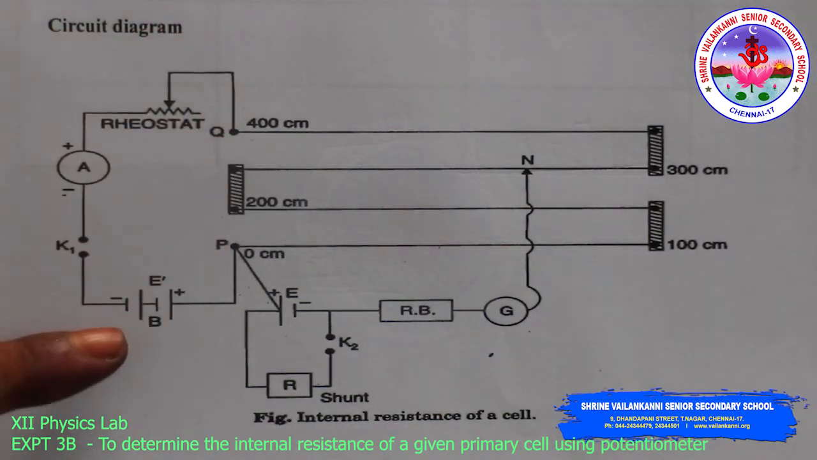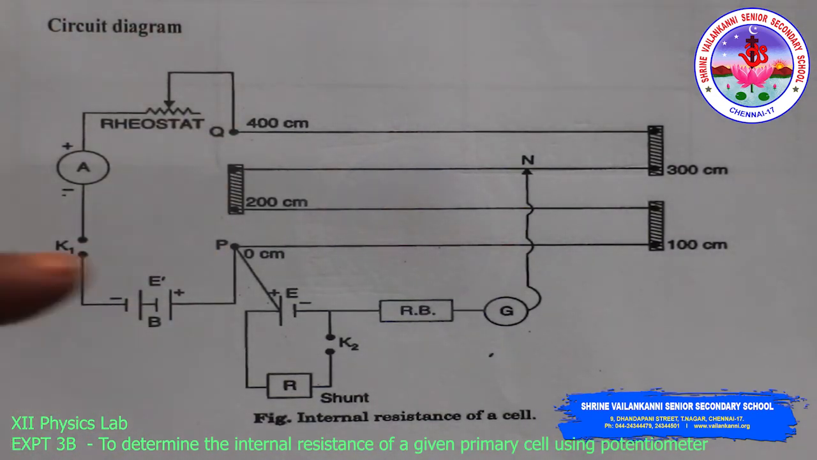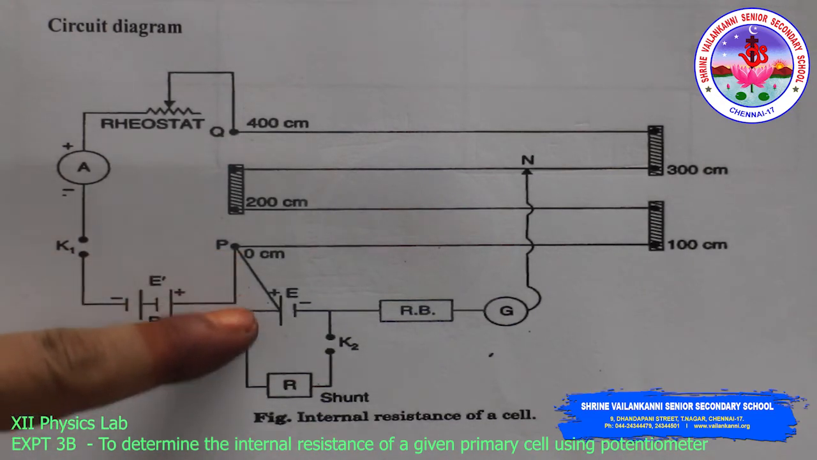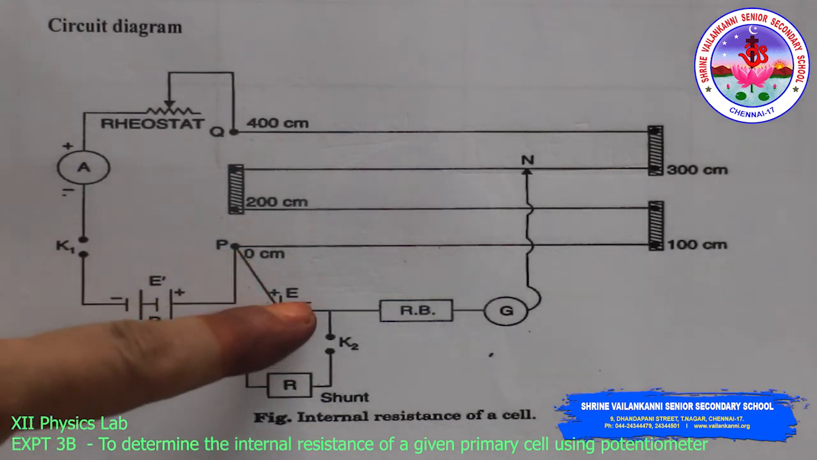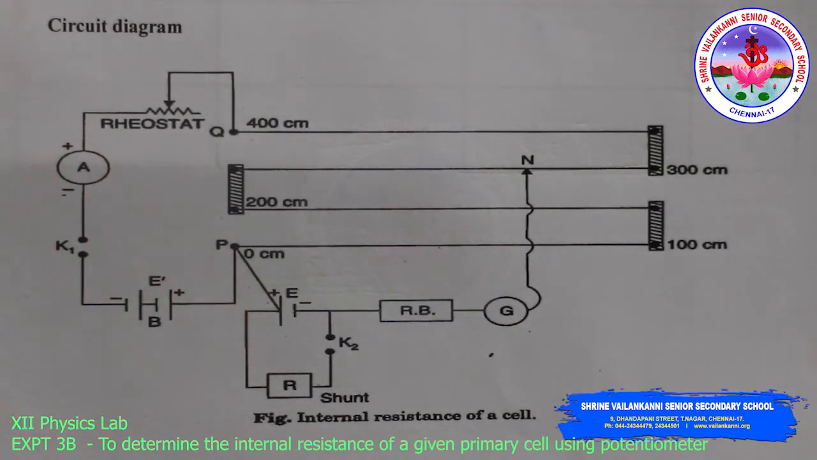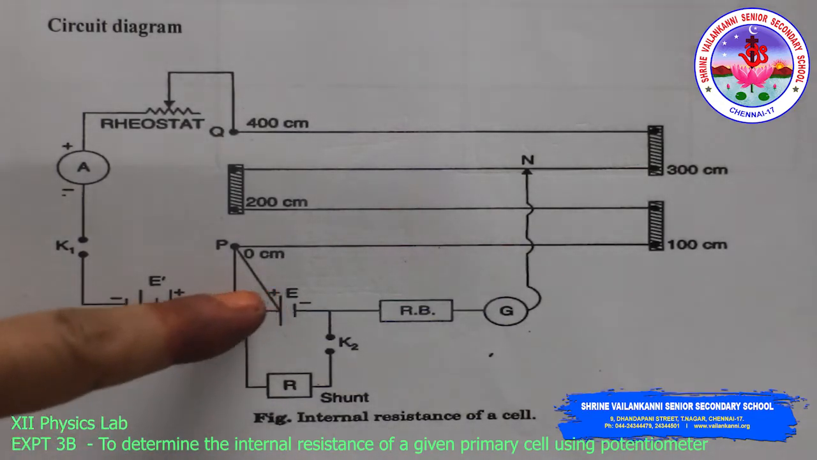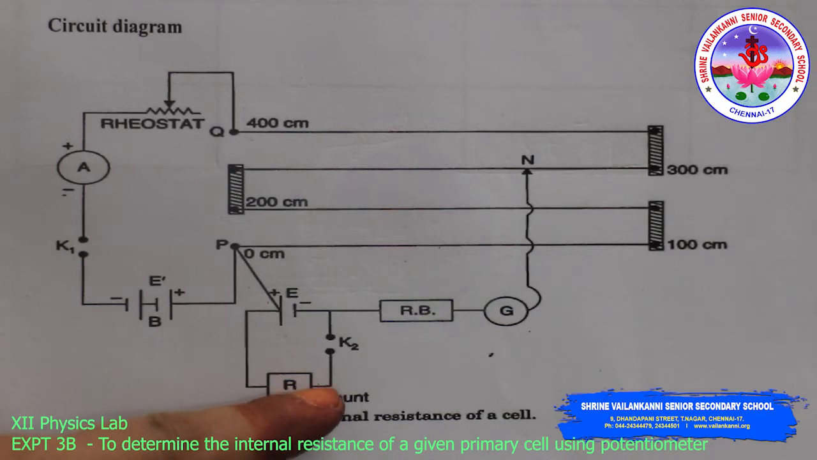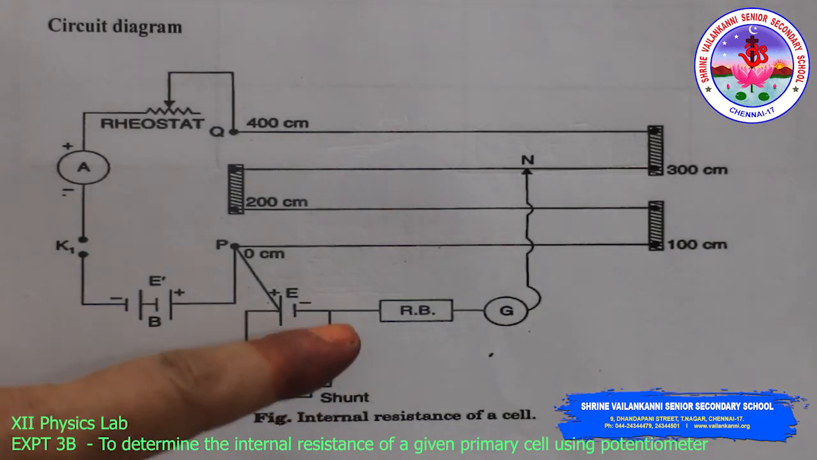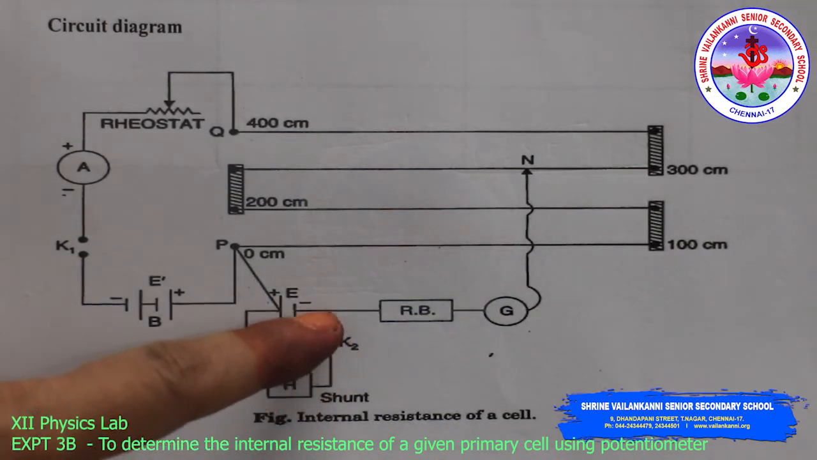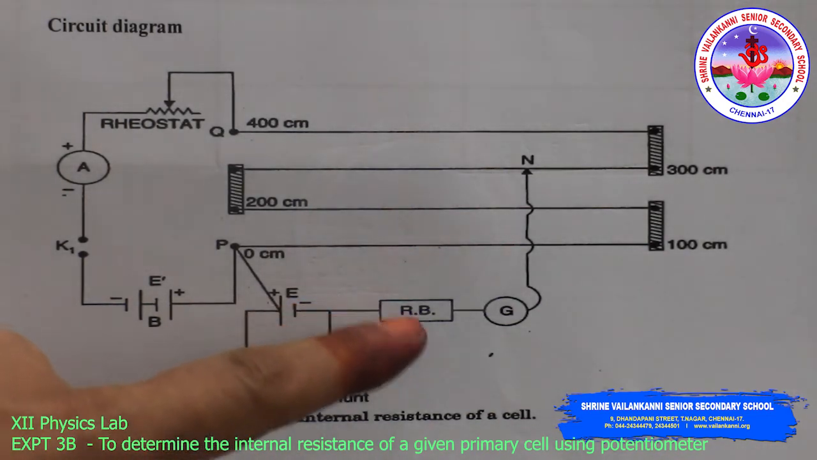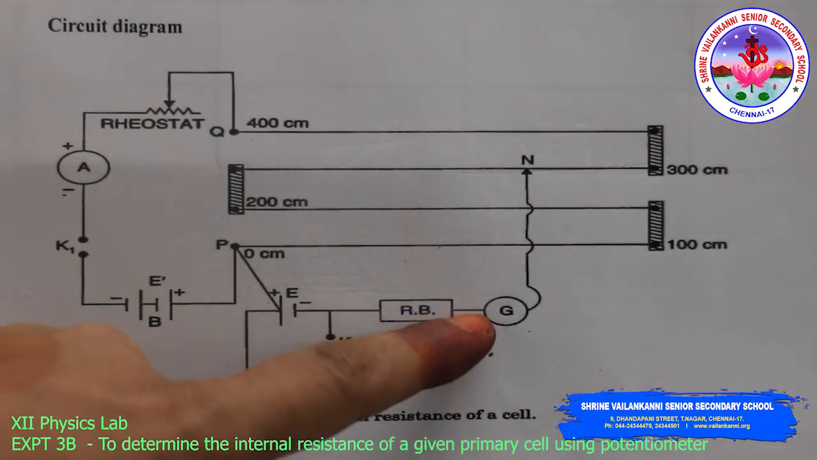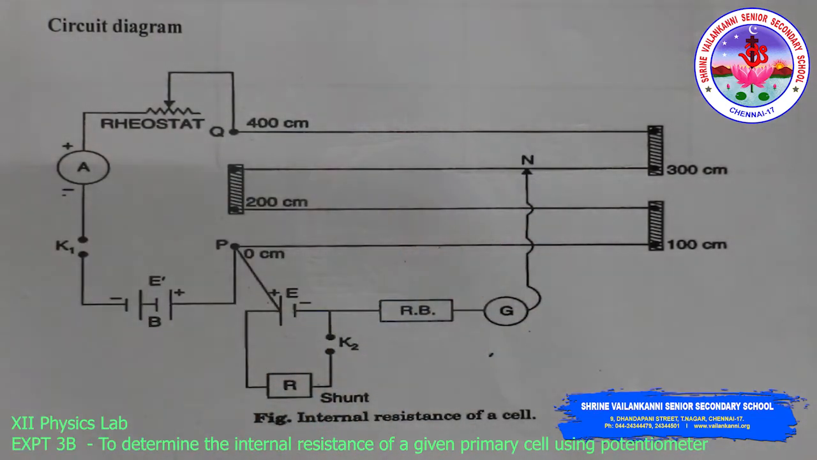This we can take as the primary circuit. From P again we connect the cell, the Vailankanni cell, the positive. From the same we take a connection to the low range resistance box, the shunt. From the shunt to the other end, key 2, and the other end of the one-way key to the eliminator negative, then a high resistance to the galvanometer, galvanometer to the jockey.